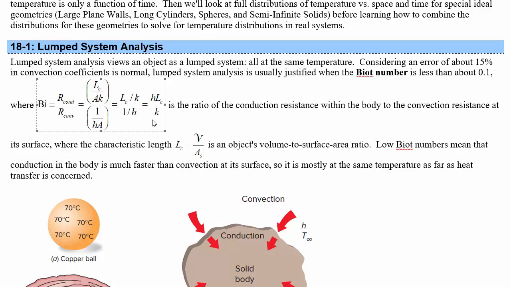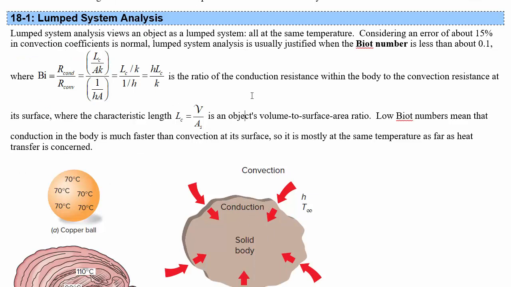Working all of this out, you can define this ratio, the Biot number, as h L_c over k, where L_c again is this ratio of volume to surface area, the characteristic length. If the Biot number is less than about 0.1, then we're going to say this analysis is more or less justified.